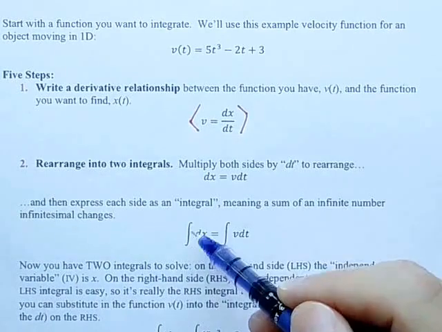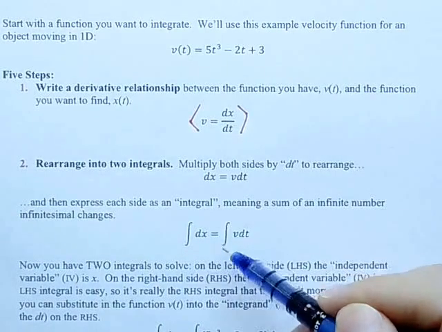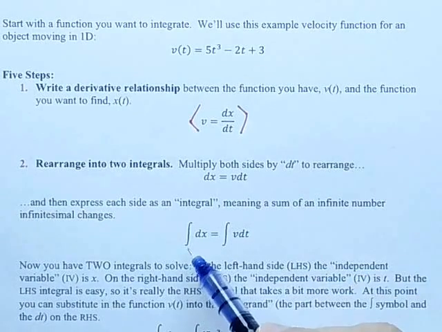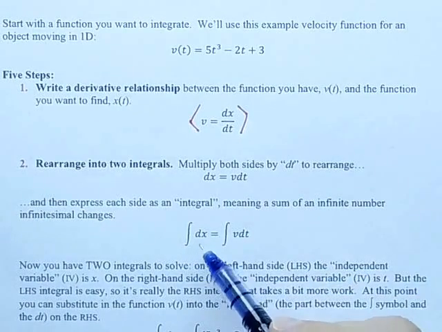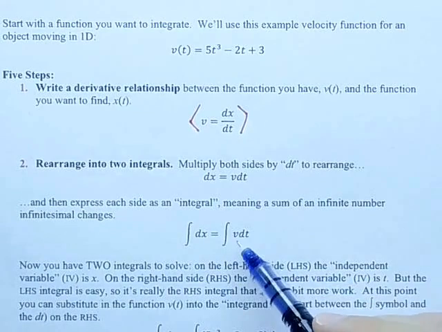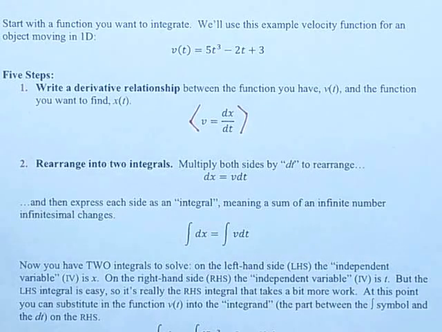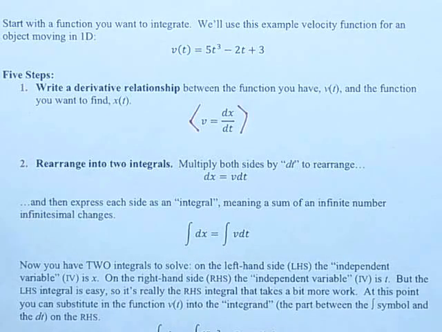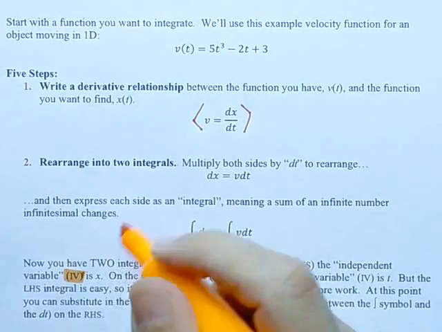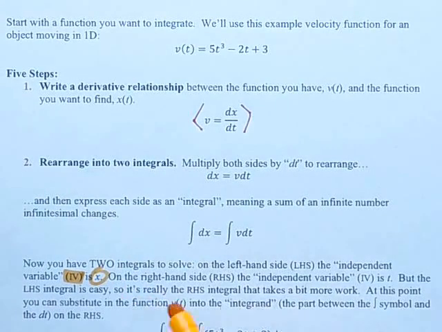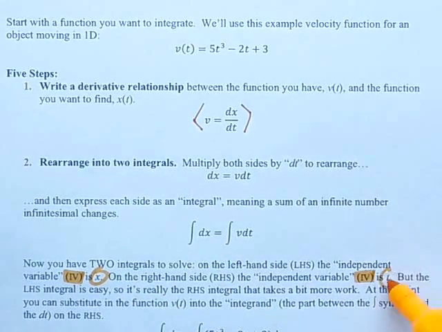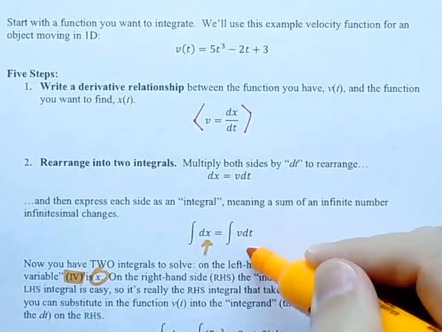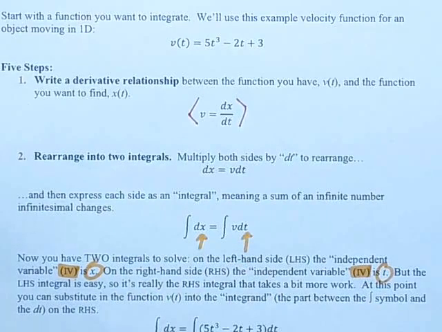So you'll write our integration symbol on both sides, indicating that you're going to be summing up an infinite number of dx's, which means summing up an infinite number of v dt's. So now you have 2 integrals to solve. On the left-hand side, the independent variable, IV for short, is x. On the right-hand side, the independent variable is t. So there's our independent variable, the x and the t.